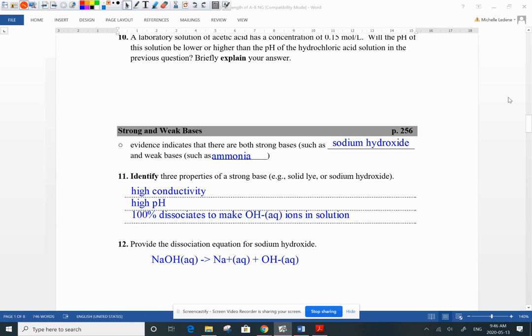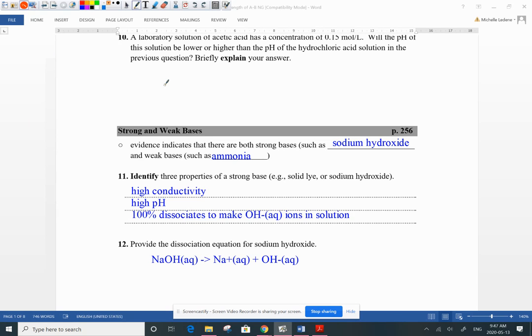So what about bases? Are there strong and weak bases? Absolutely. If you have hydroxide, that's a strong base. So sodium hydroxide, lithium hydroxide, anyone with hydroxide is going to have high conductivity, high pH, right? Up towards the closer to 14 at the end of the pH scale. And they're going to 100% dissociate. They're going to make hydroxide ions in solution. A weak base like ammonia is not going to do that. It's not going to react as much with water to make hydroxide. It won't have as high of conductivity and it won't have as high of pH.